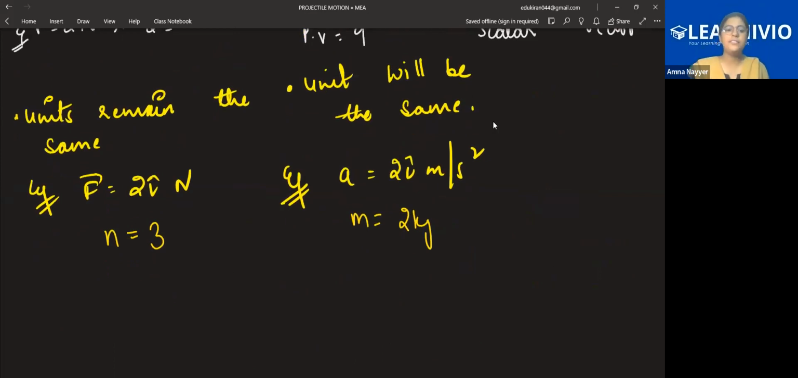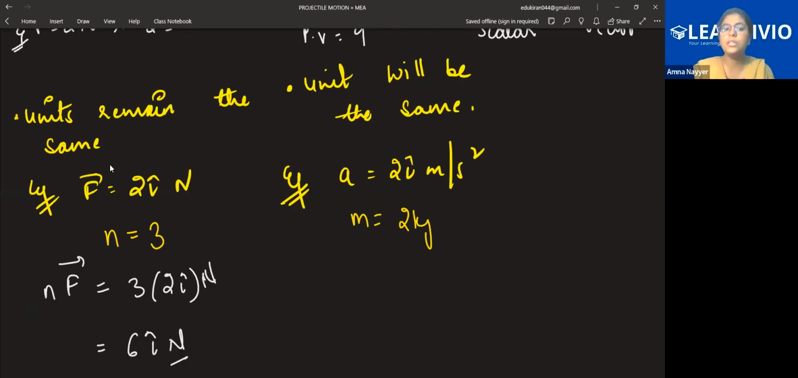As in, this was one point which I couldn't tell you last time. If I have this and I have n times this vector, so this becomes 3 times 2 I cap Newton, right? So at the end, I'll be having 6 I cap Newton, means the units will remain the same in this case. Fine. Here also, see, if I have to calculate force, force is mass into acceleration.